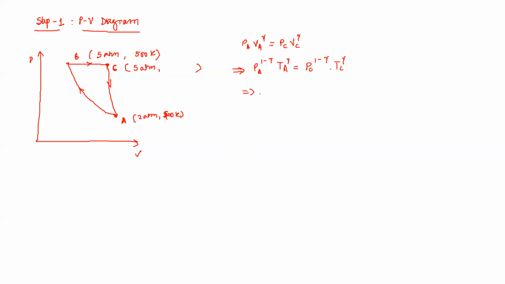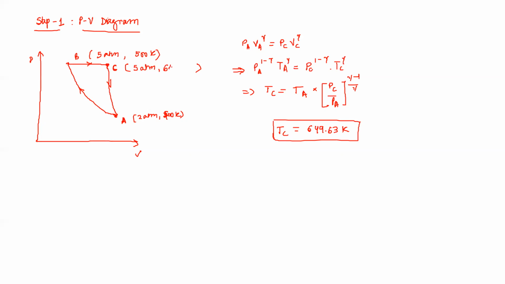So we have TA, we need to find TC. So TC is going to be TA into (PC by PA) to the power (gamma minus 1) by gamma. All right, PC is 5, PA is 2, gamma is 1.4. So putting all these values, we get TC is equal to 649.63 Kelvin. So we'll put it over here, 649.63 Kelvin.